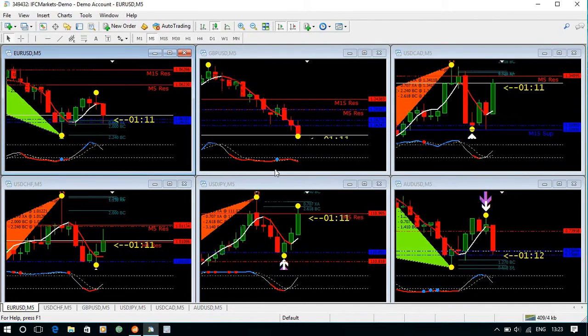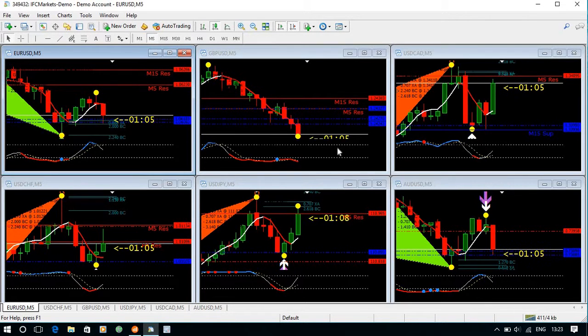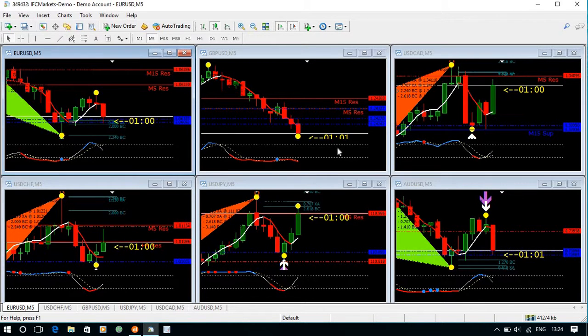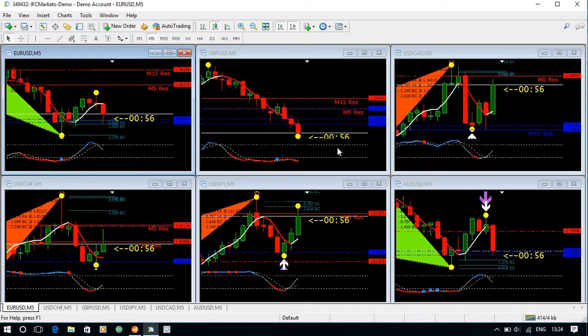I like to keep the major pairs up. It works on multiple charts. You can have multiple ones up. You don't have to just stick with the one. It's totally up to you anyway.